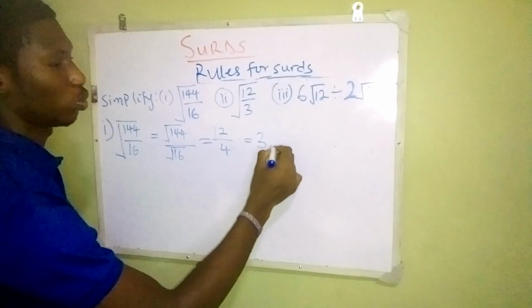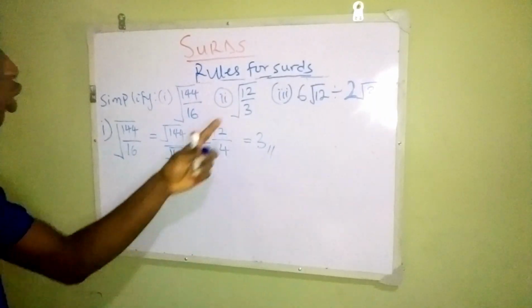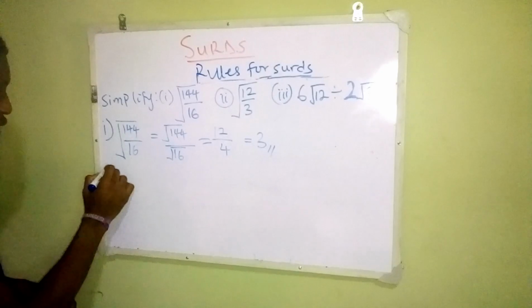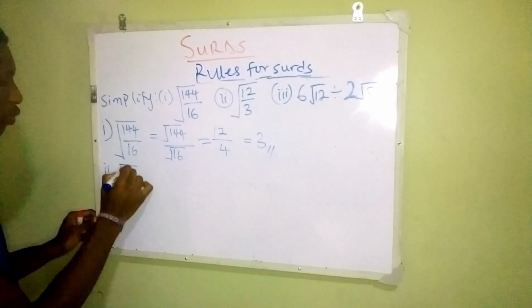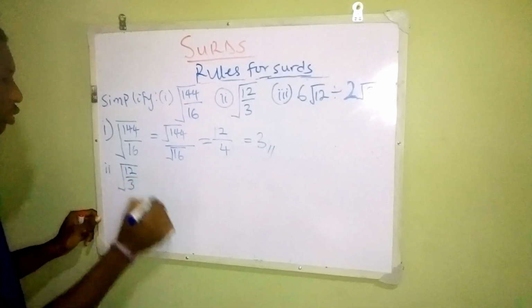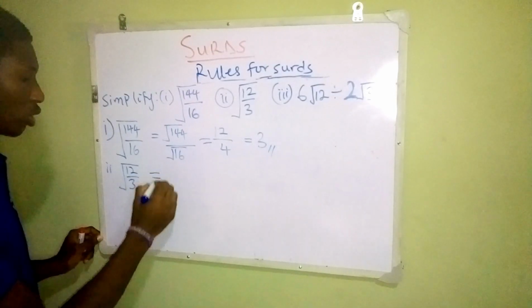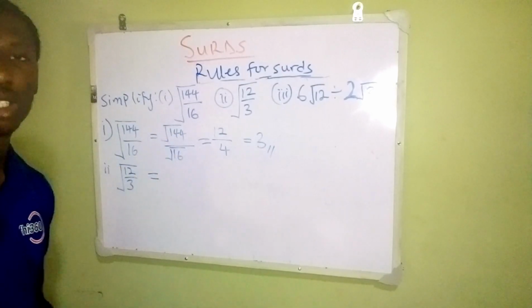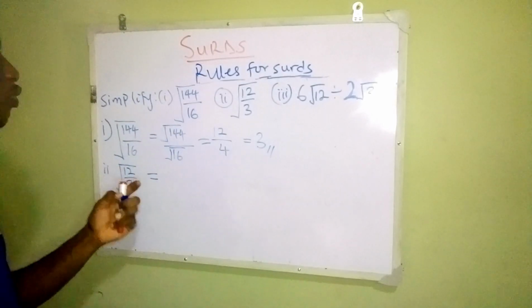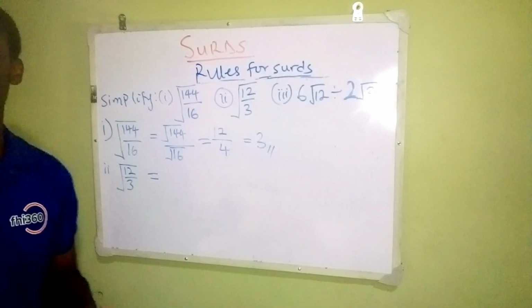3. And this will be your final answer. Now, concerning the second rule, if I have 12 divided by 3, sorry, the board is shaking. If I have this, if I want to split it like this, it will be very unreasonable because we cannot have square root of 12 and we cannot have square root of 3.